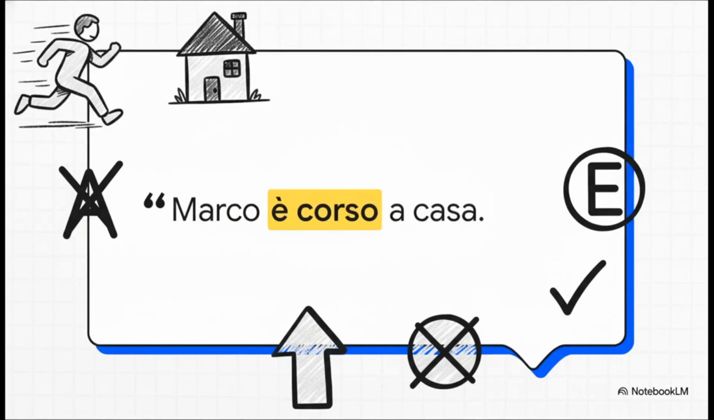Now let's look at that second sentence. Marco è corso a casa. Let's try our what question again. Marco ran what? The sentence doesn't tell us. There's no answer. But if we ask a different question, like where did Marco run? A casa, home. See? It's not about an object, it's about direction. That makes it intransitive. And when it's intransitive, you've got to use essere.